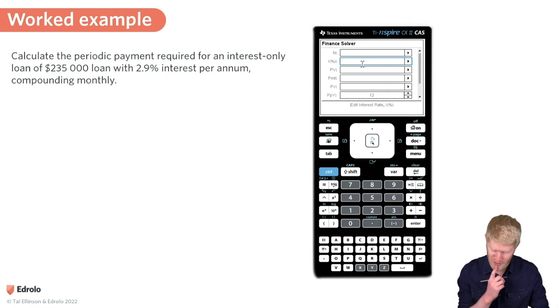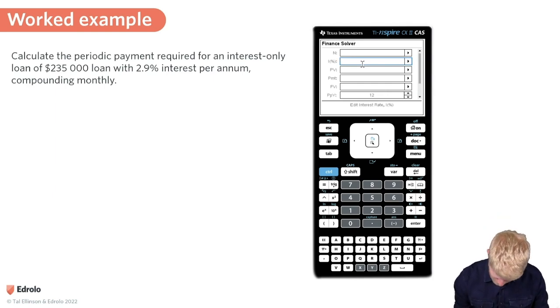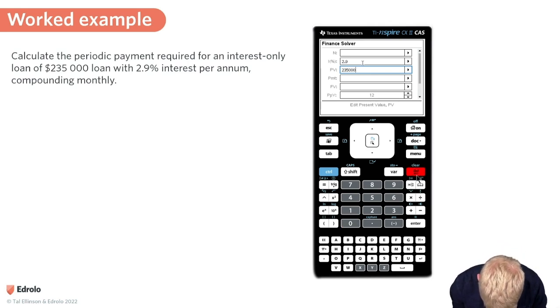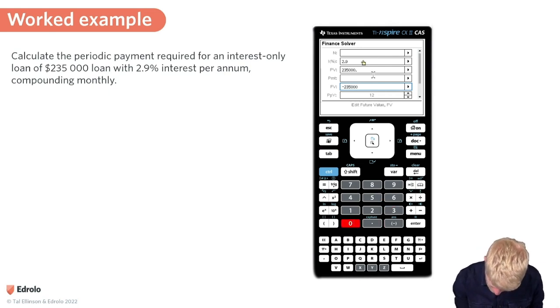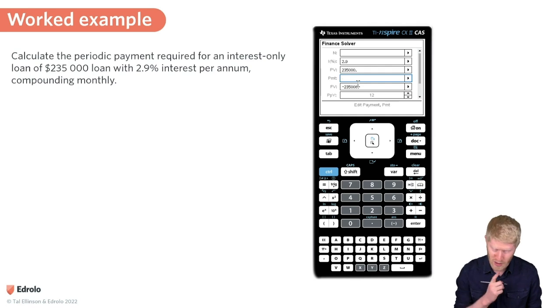Let's see if we can find a solver for this question. 2.9%. Present value, I take this money. Too many zeros, one back. Payment, I don't know. Future value, interest only, I don't pay back. I still owe money. Minus this. Cool. I want to press enter, but I can't because it needs N.